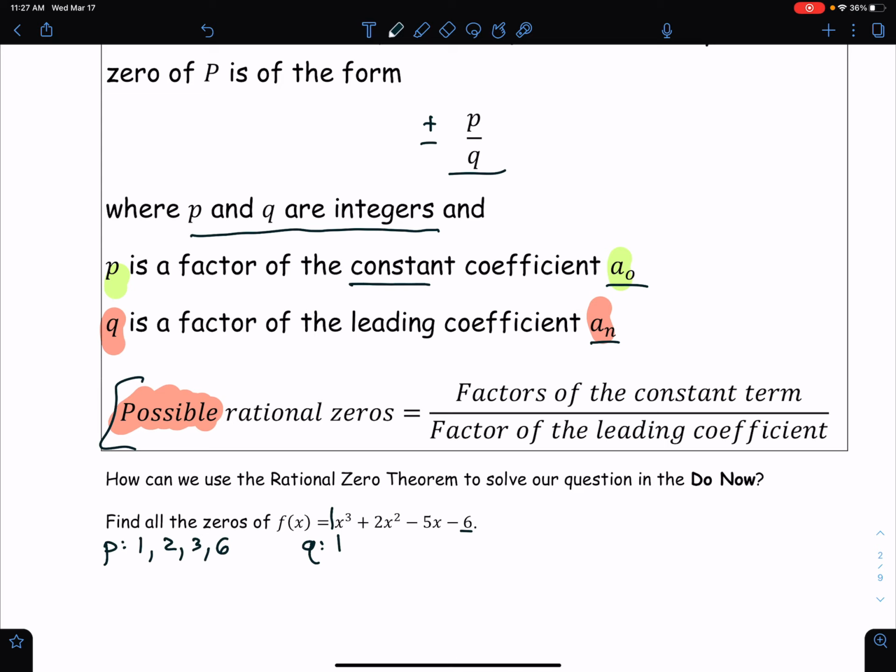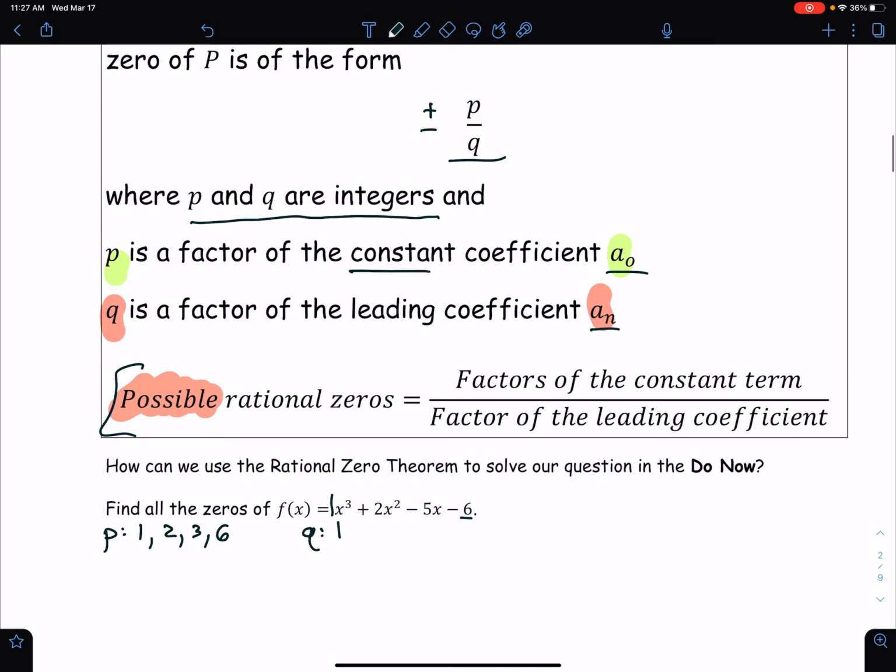So all the potential zeros we could have would be p over q. So we divide every factor of p by every factor of q. And this one's a little bit easier because q is just equal to 1. So we would have 1 over 1, which I'm just going to write as 1. And then don't forget, it says they're integers, so it can either be positive or negative 1.